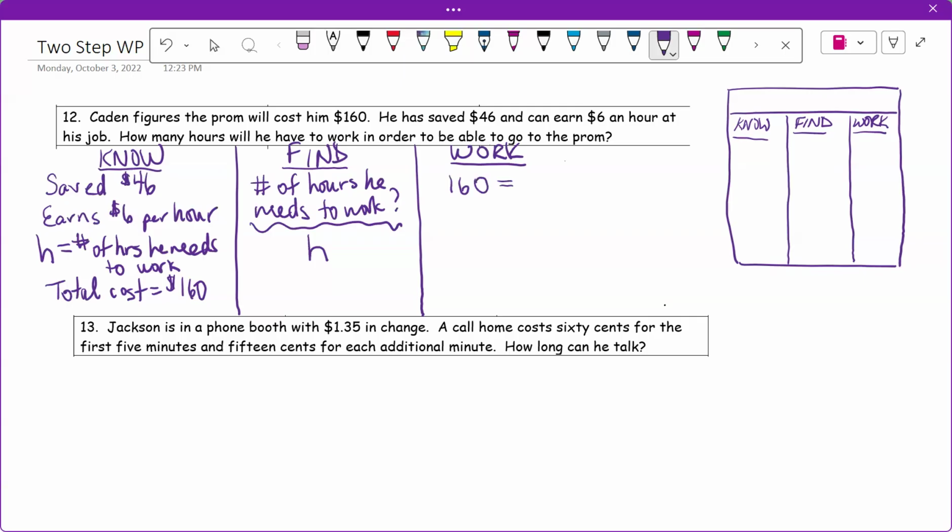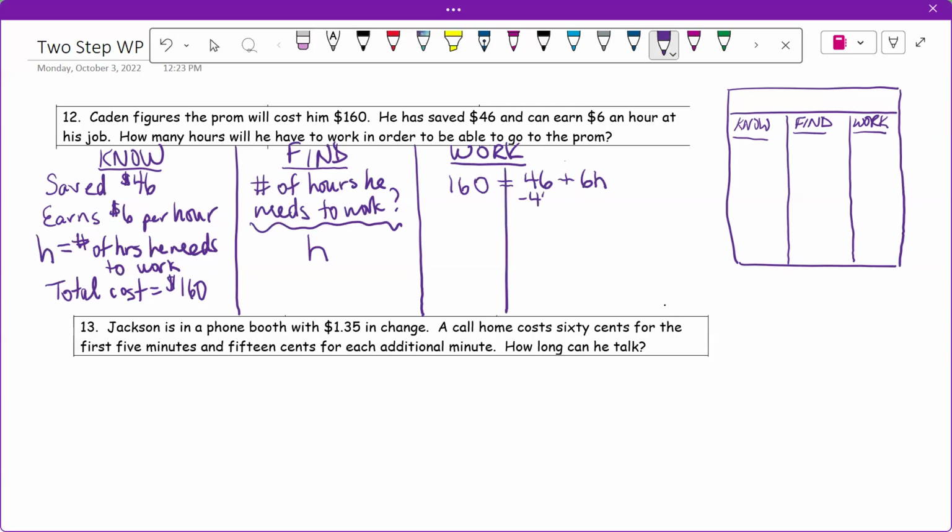Now, he can have more, so this could potentially be an inequality, but for now, we're just going to make sure he has exactly $160. And we know that he already has $46. So that's going to be our constant. What we don't know is how many hours he's working, but we do know that he gets $6 per hour. So that H is going to be multiplied by the 6 because the 6 is talking about money per hour and the H is number of hours. Once we're here, we're ready to solve our equation.